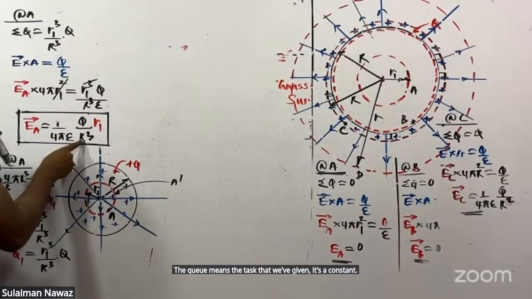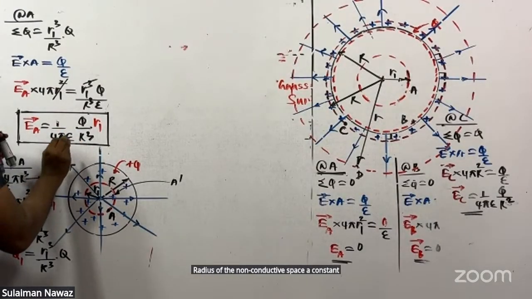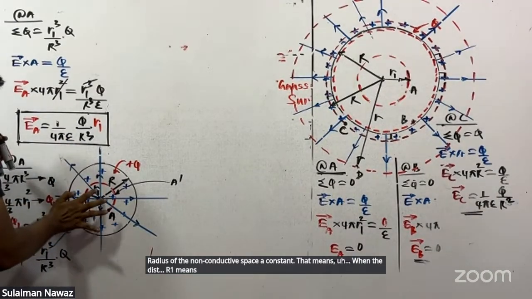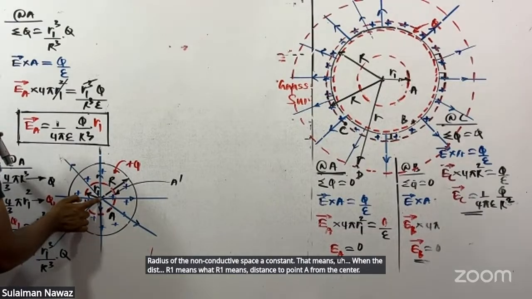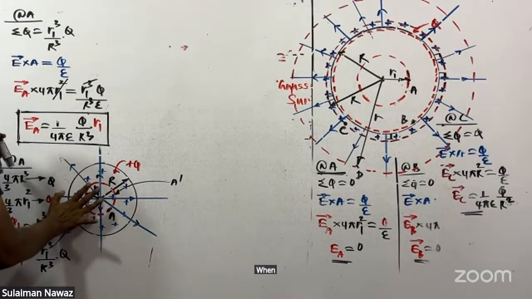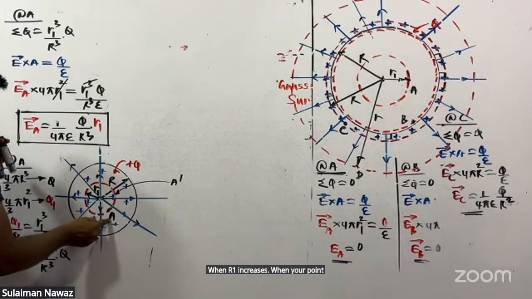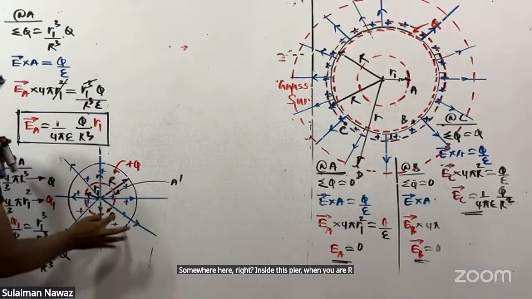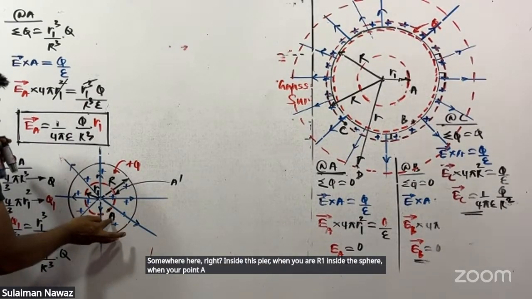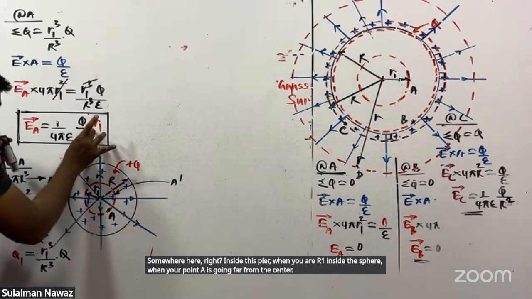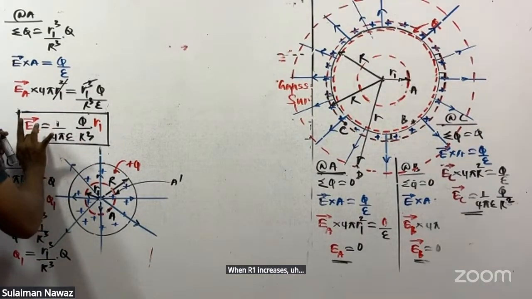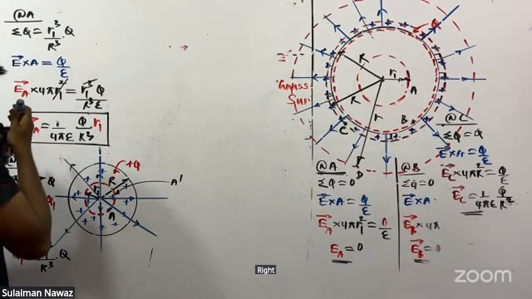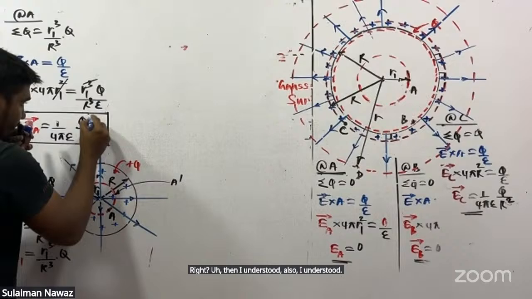The radius of the non-conductive sphere is a constant. That means, when the distance R1 increases, R1 being the distance from the center to point A, when your point A is inside the sphere and going far from the center, the intensity at that point also increases. So the only variable is R1.